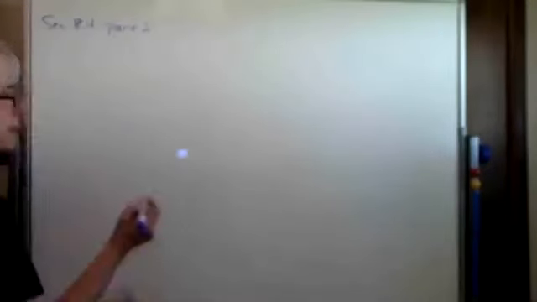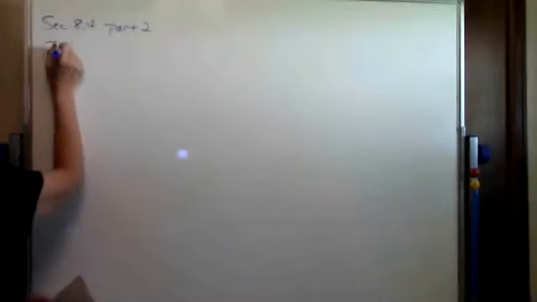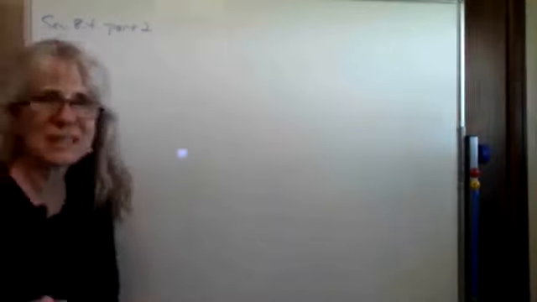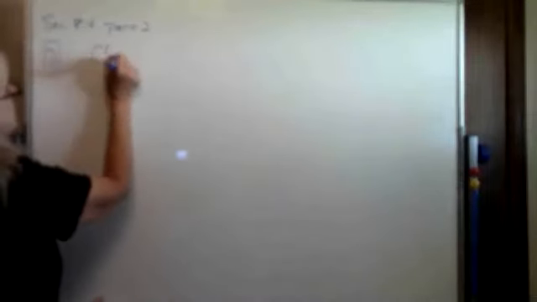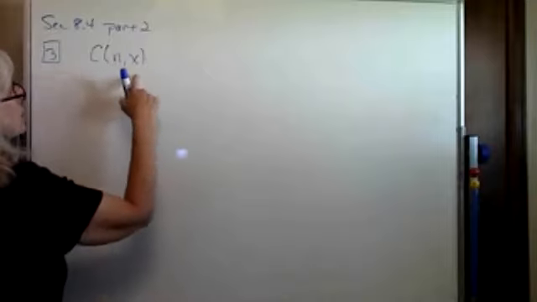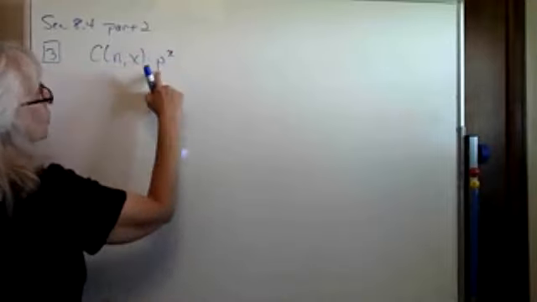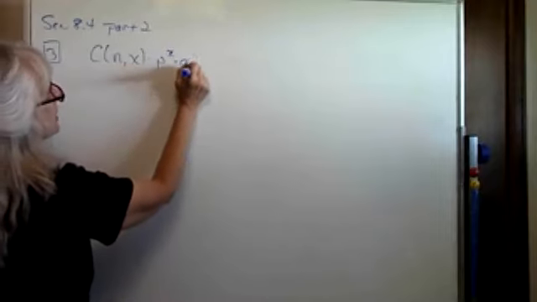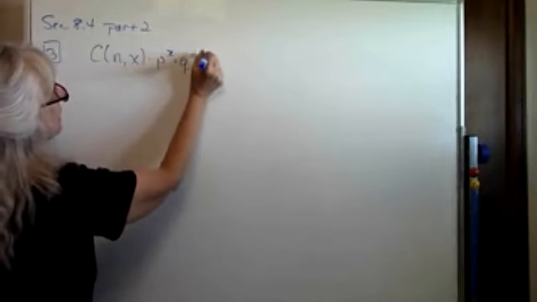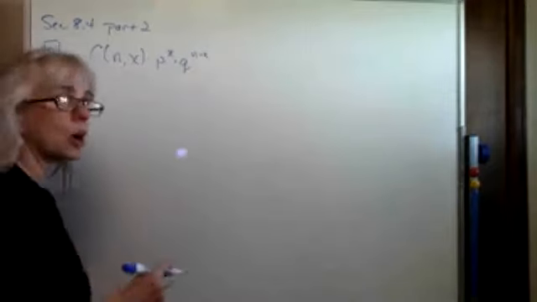Section 8.4, part 2, let's pick it up with example 3, which adds a few more words. Now remember our formula. Our formula says the combination of n trials taken x at a time times p raised to the x power, where p is the probability of success, times q raised to the n minus x power, where q is the probability of not success.